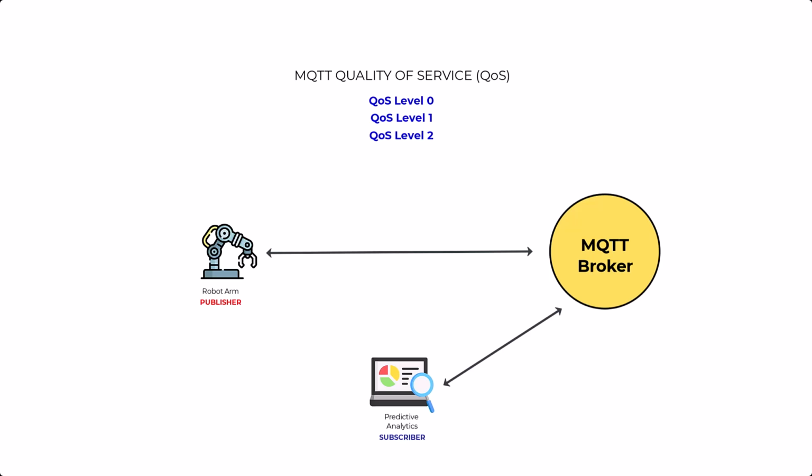Now, before we dive into how quality of service works in MQTT, it's important to note that the quality of service is a contract between 2 parties: a publishing MQTT client and the broker, or a subscribing MQTT client and the broker. It is not an end-to-end message delivery guarantee from publisher to subscriber. Let's start with quality of service level 0.